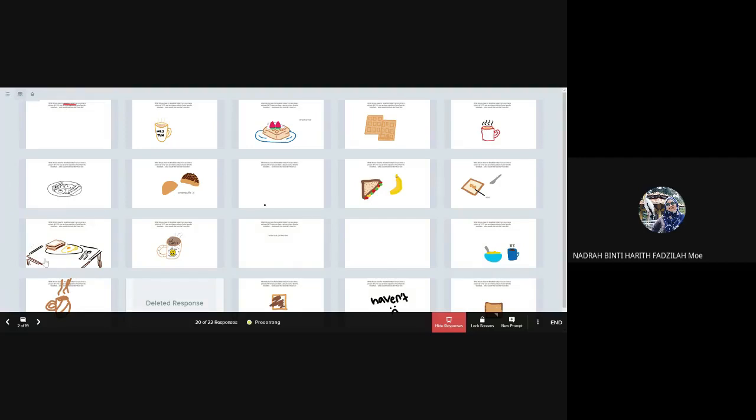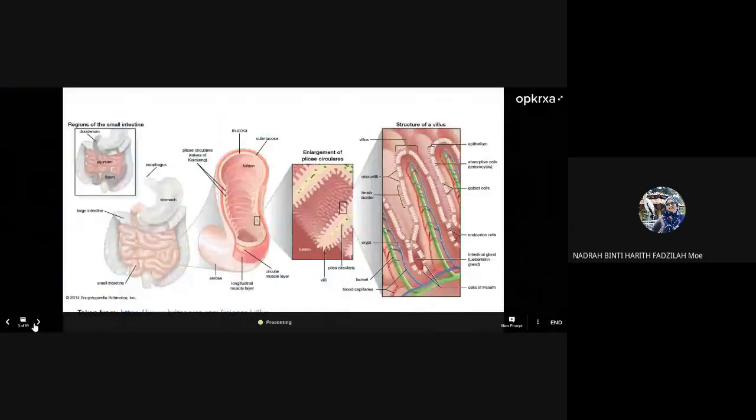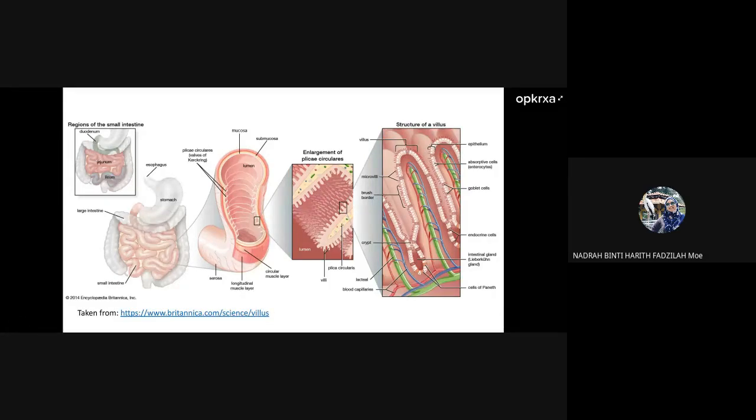So bila saya tengok reflection on absorption of digested food sebelum ini, saya dapati ada dua soalan, dua what was hard yang ditanya oleh ramai murid. The first one ialah dia tak faham pasal adaptation tu dan nombor dua dia tak faham pasal villus. So this first two slides ni is a quick summary of absorption of digested food ya.